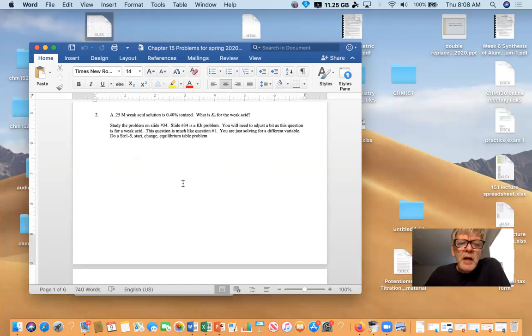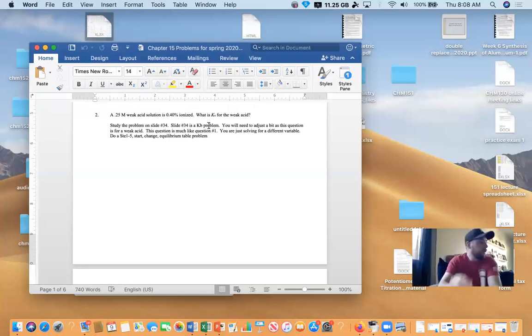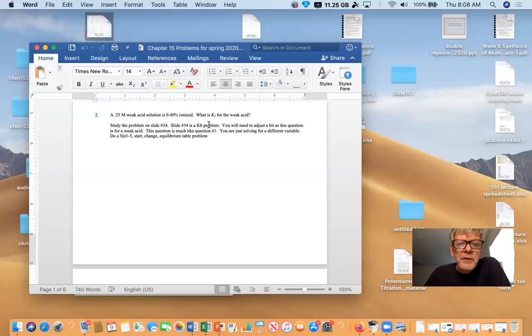So I'm going to go ahead, just like on number 2, you have a weak acid. This is going to be like the question on slide 34, but the question on slide 34 was a KB question. So you just have to modify it by using the generic weak acid equilibrium and then the generic weak acid equilibrium constant, and go from there. Other than that, it would be similar to the KB problem on slide 34.